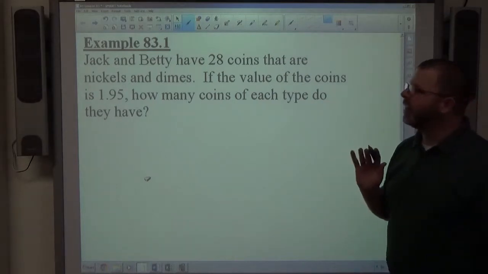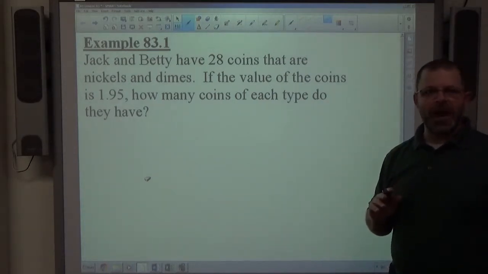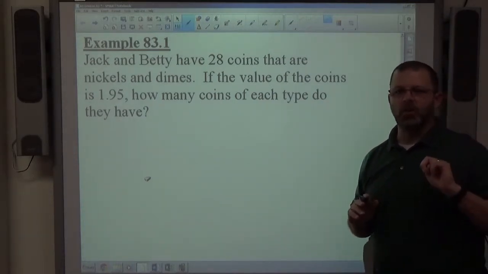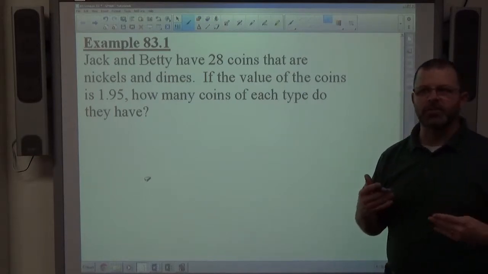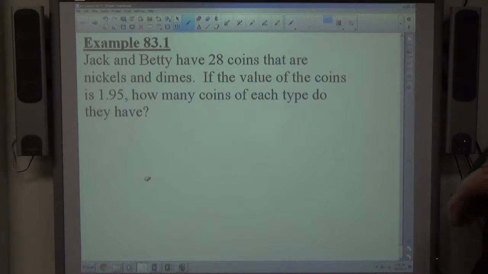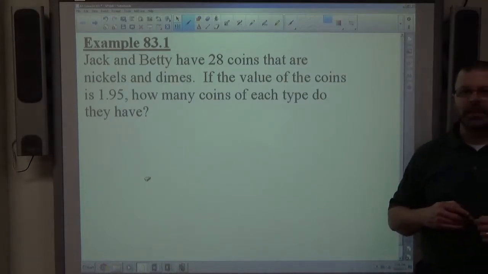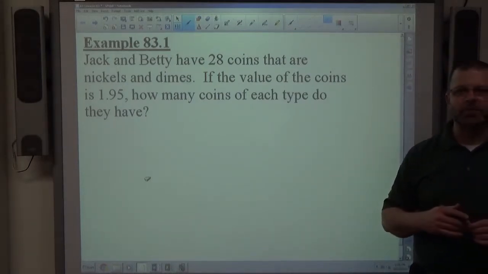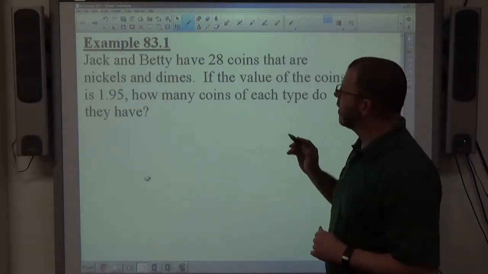But the main idea here is we're going to be given two facts about these coins. We have to create two equations based on the facts. And what makes these problems slightly different from other problems we've seen before with two unknowns in them is that the facts are going to involve different types of things. So, let me show you what I mean by this.